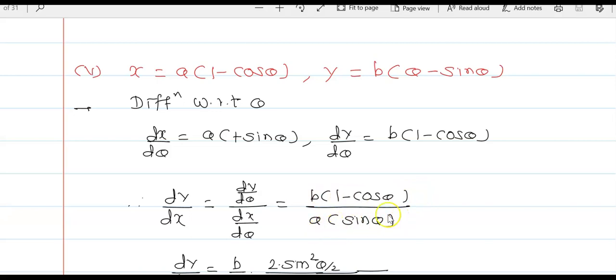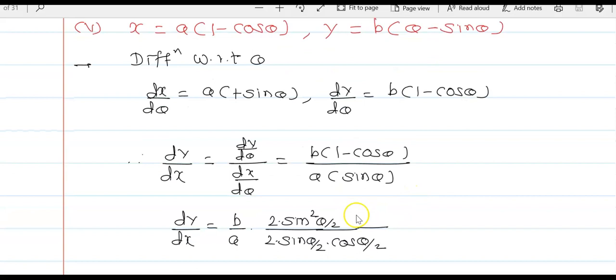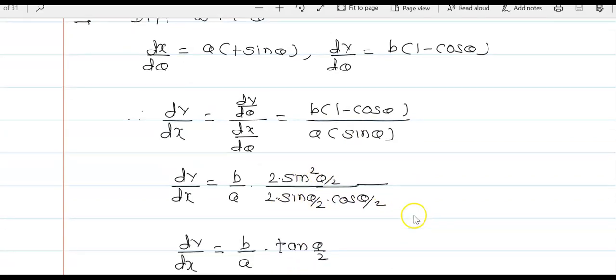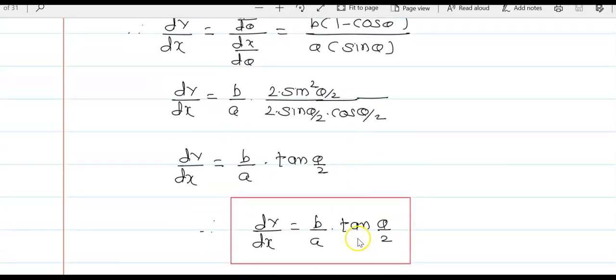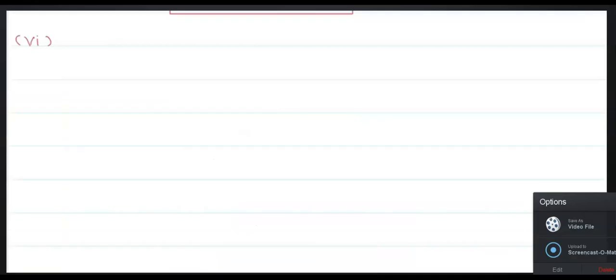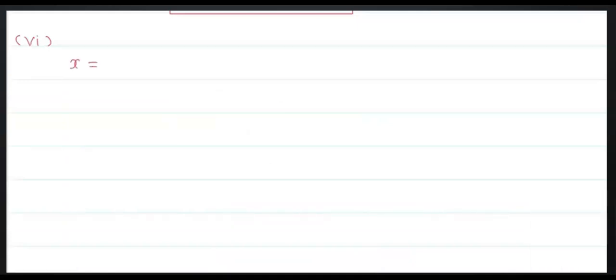And that's why dy/dx is equal to (dy/d theta) upon (dx/d theta), b(1 minus cos theta) upon a sin theta. But what is 1 minus cos theta? It is 2 sin square theta by 2, and sin theta is 2 sin theta by 2 into cos theta by 2. One sin theta by 2 gets cancelled. So dy/dx is equal to b upon a into tan of theta by 2. Now the next is the sixth one.